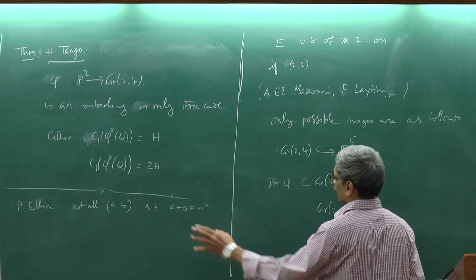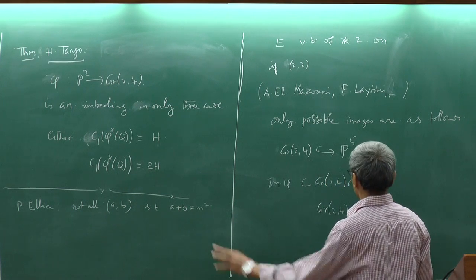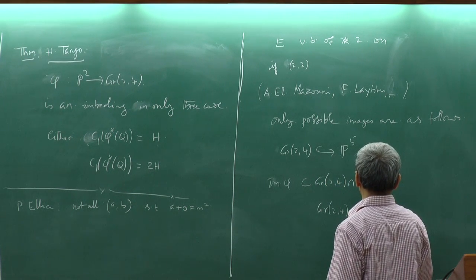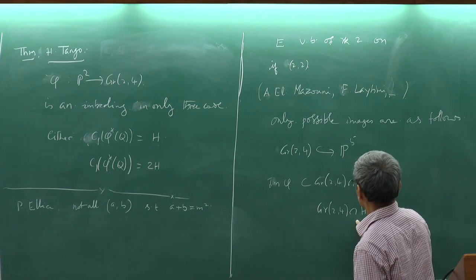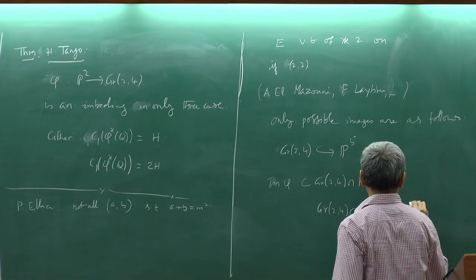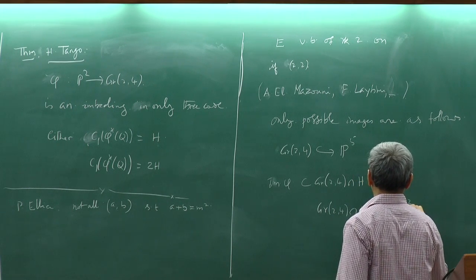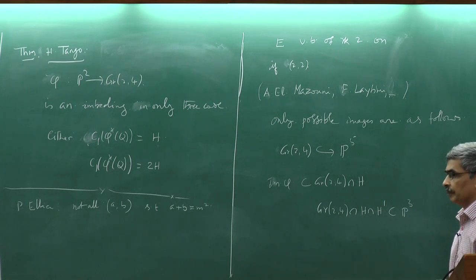So I'm using bad notation because this H is a hyperplane section, so I should not get confused. H intersection H prime. So both are hyperplanes in P phi. So the intersection of this is a quadric in P3. So the image quadric has to be a cone over a curve in P2.